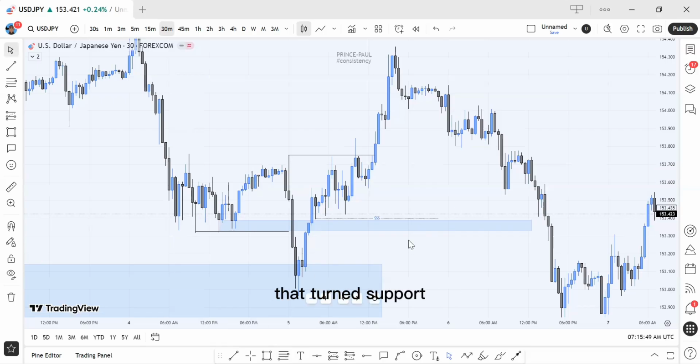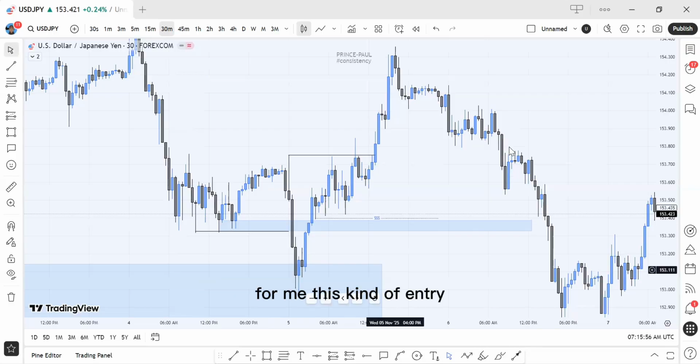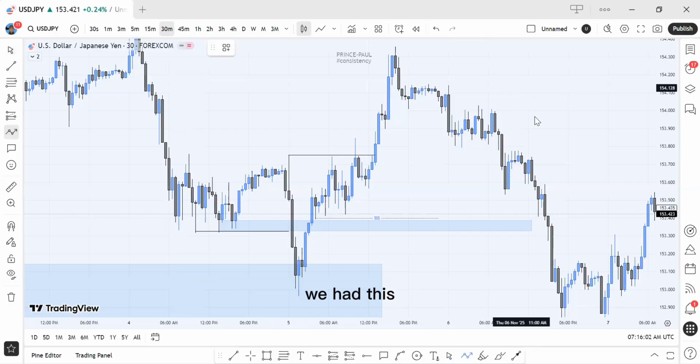That turned support to buy price back up. So basically, see what I expected price to deliver for me. This kind of entry.